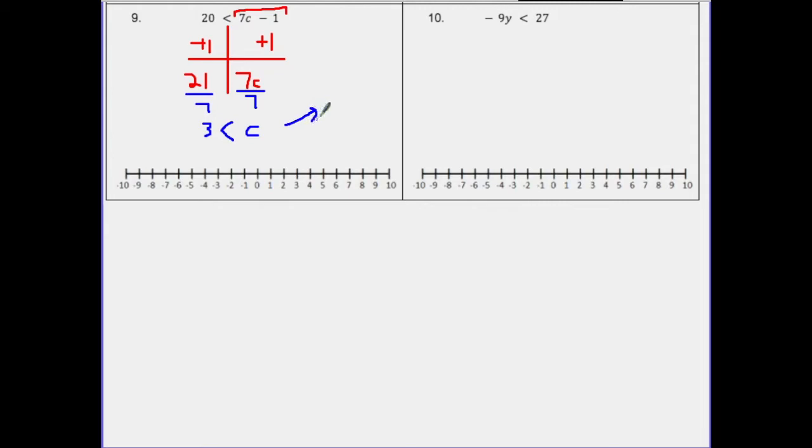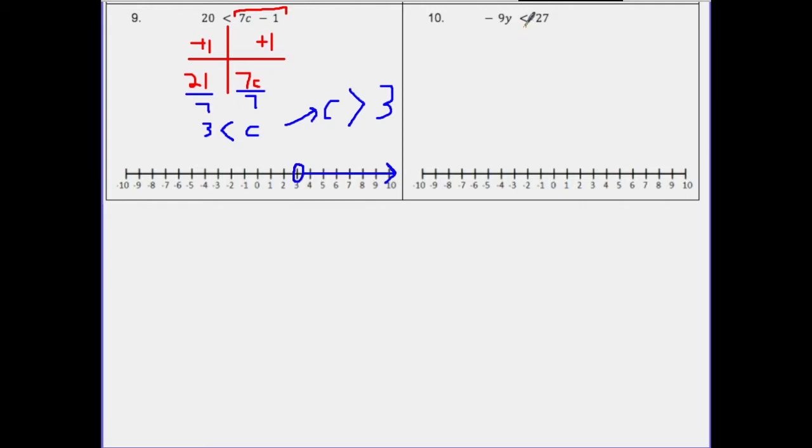Now that might be hard to read because the variable goes second. Remember, the alligator is eating the variable. The variable is the greater thing here. So we'd have to flip it like that so we can read it better. C is greater than 3. So let's go to 3, open circle, and go to the right.